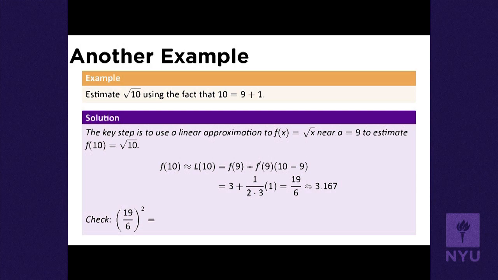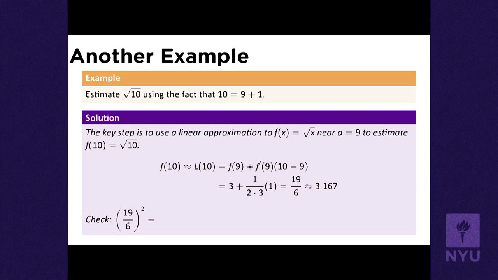We're trying to approximate a number whose square is 10. So if I have something which is approximately the square root of 10, what should its square approximately be? 10. Okay? So I will check to see if this is a good approximation to the square root of 10 by squaring it and seeing if it's close to 10.